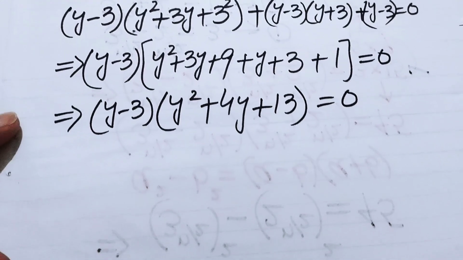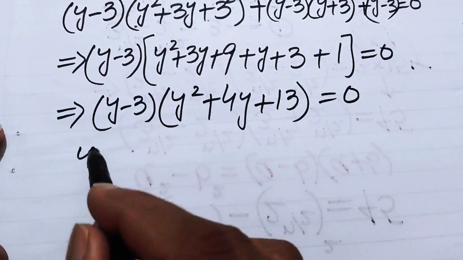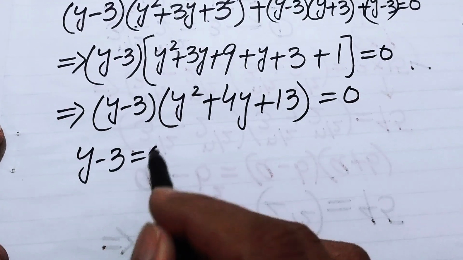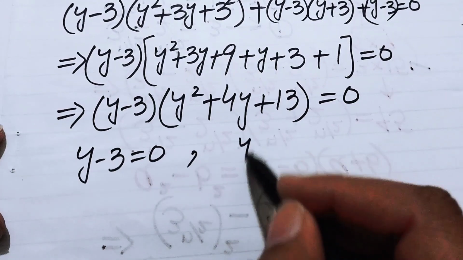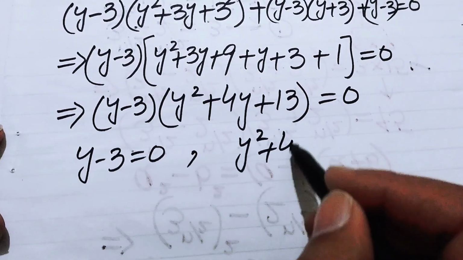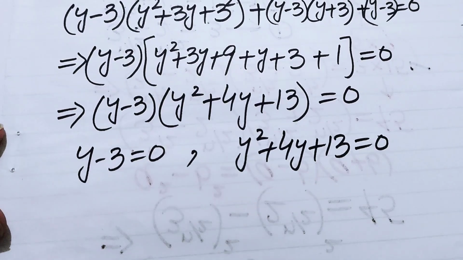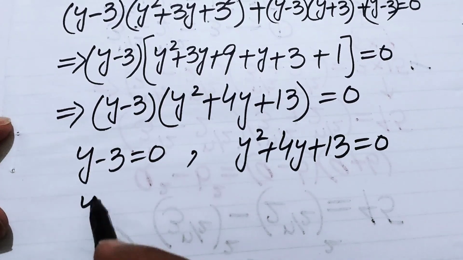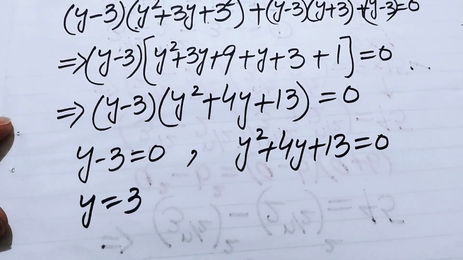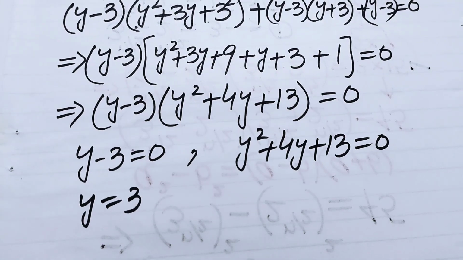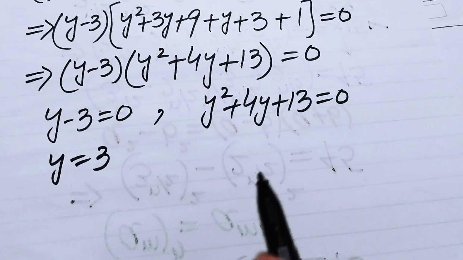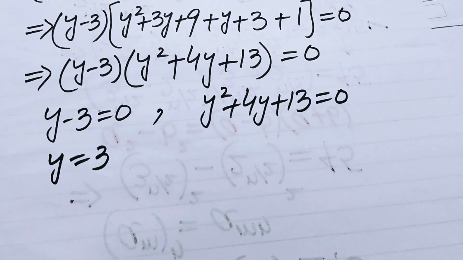So here we have two cases. The first case is we write y minus 3 equals to 0, and the other case is we write y squared plus 4y plus 13 equals to 0. So in this case we have y equals to 3, and now we check whether this quadratic has real roots or not by using the discriminant formula.